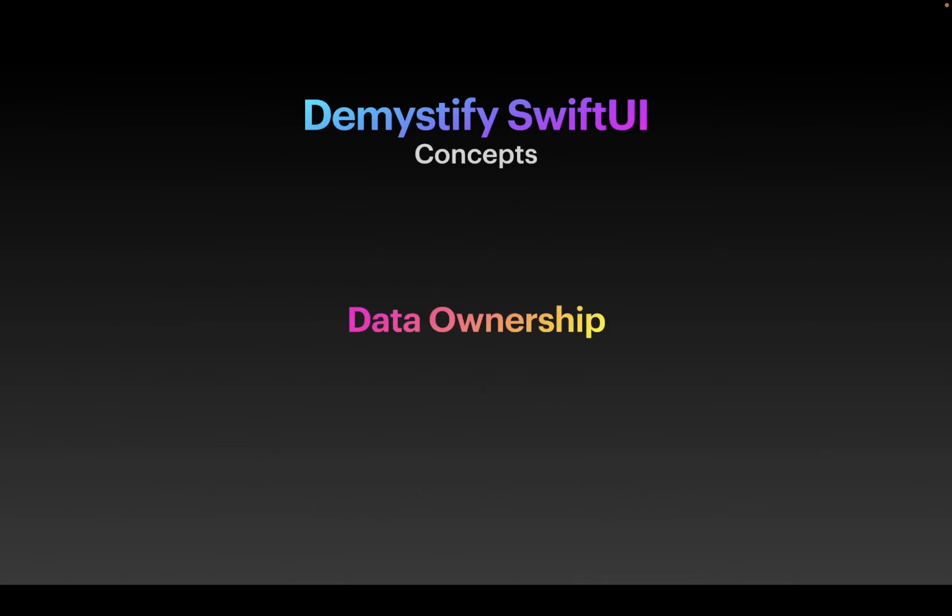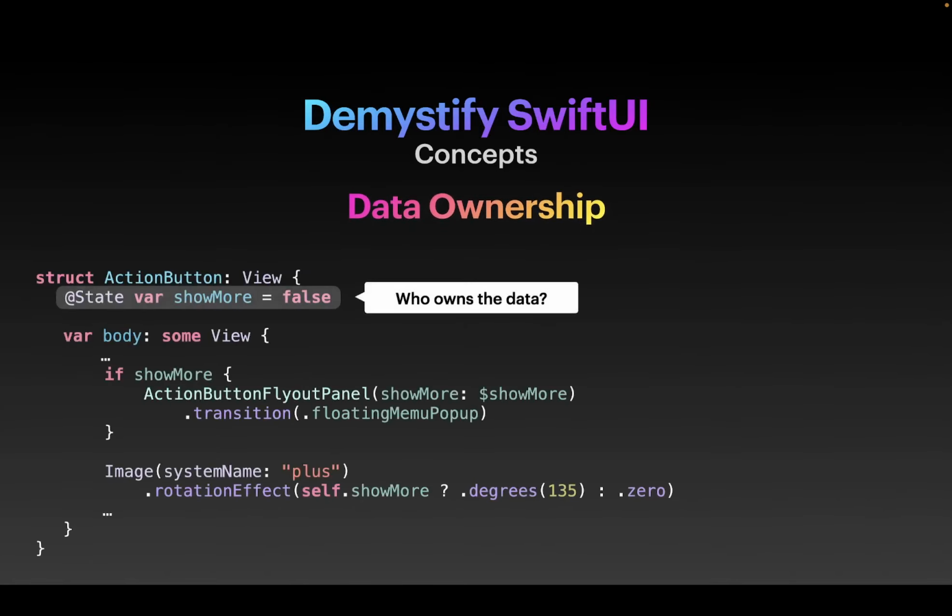Now let's talk about data ownership. Again, we take a look at this thing. Who actually owns the data? In this case, as I mentioned before, this showMore variable is a temporary state variable which is stored and managed by this view. So it comes with the lifetime of this view. This action button view actually owns the data, owns the showMore variable. So this is the ownership in this case.